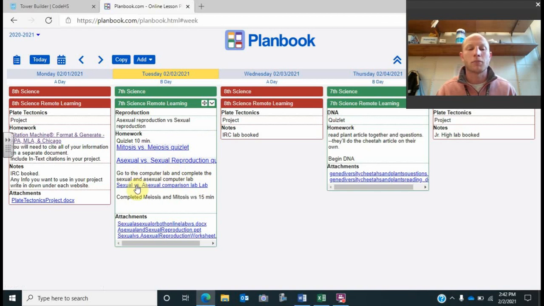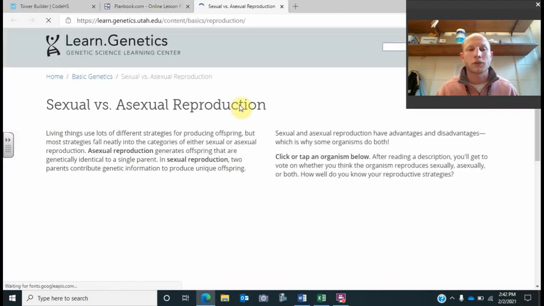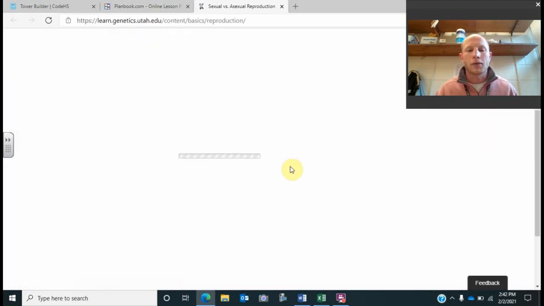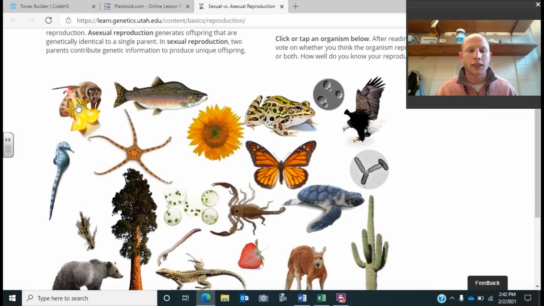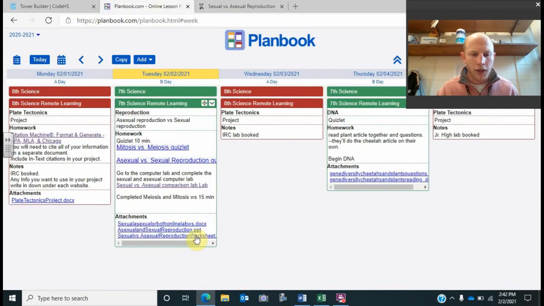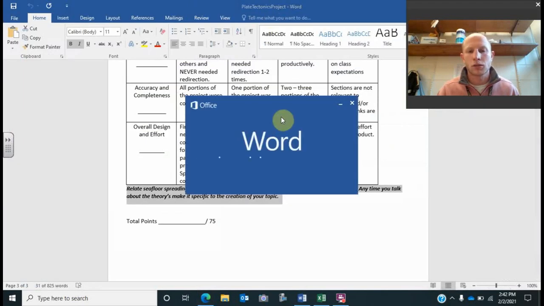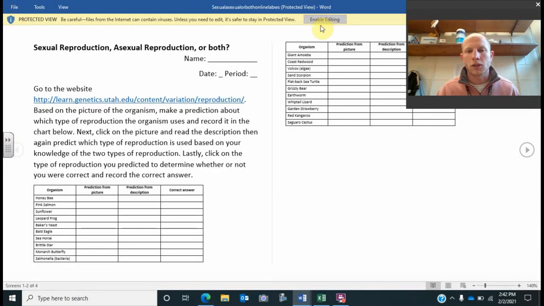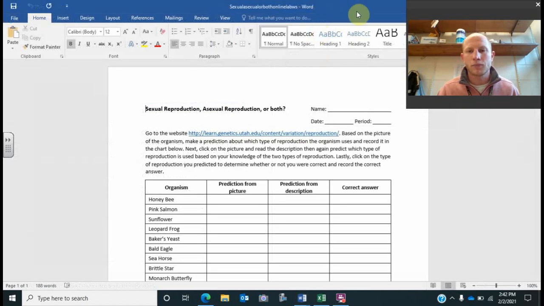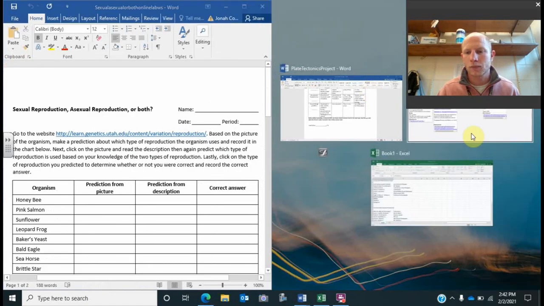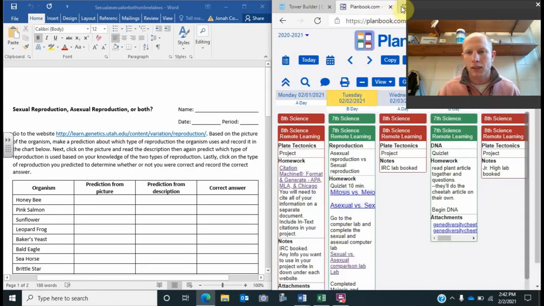After that, we went to the computer lab, and we got on this asexual versus sexual lab. So this is loading here, and we have all of these organisms. Along with that, here is our asexual lab online lab worksheet. I need to label those a little better, but this worksheet goes right along with the website.